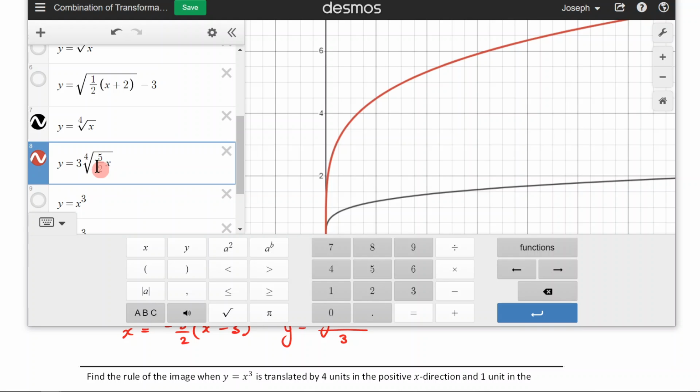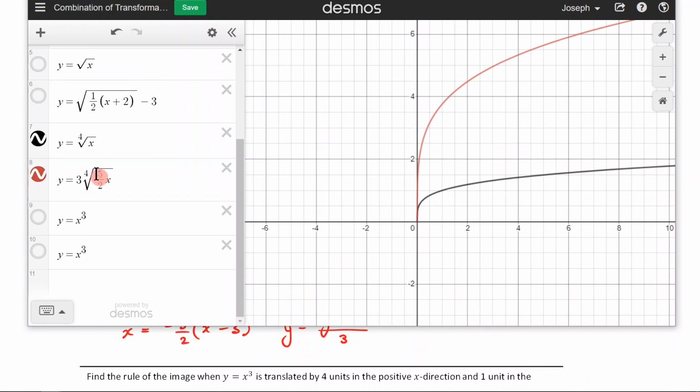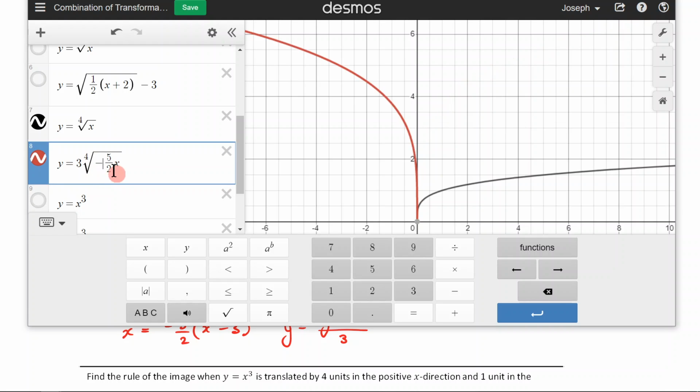Okay, followed by a reflection in the y-axis. If I'm reflecting in the y-axis, that means my negative is going to be here and ready. Hopefully this works. It does, hooray. Then the next thing that we're going to do is a translation of 3 units in the positive x direction. So that means I'm going to replace this x with x minus 3.